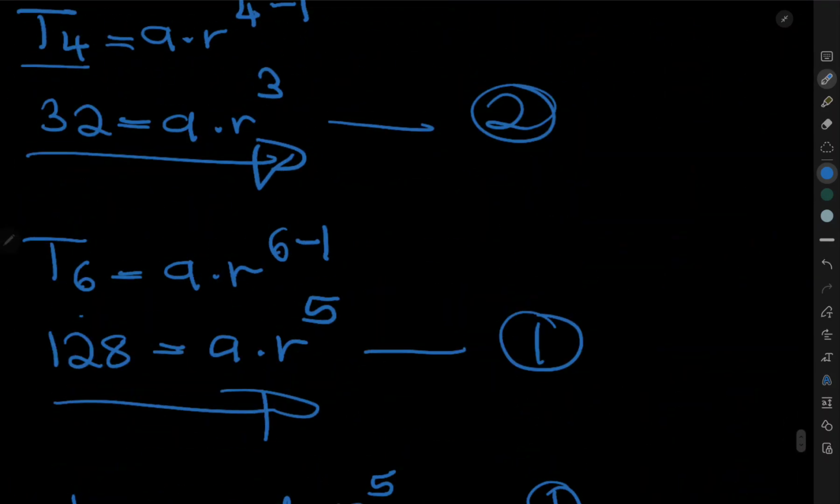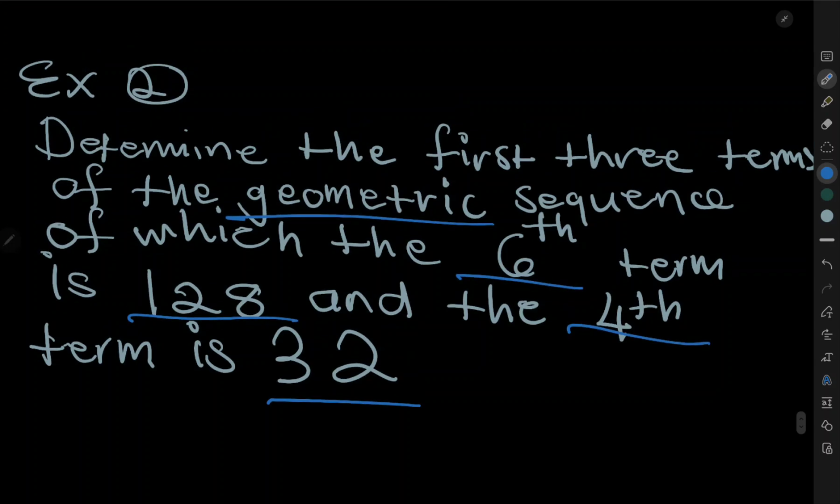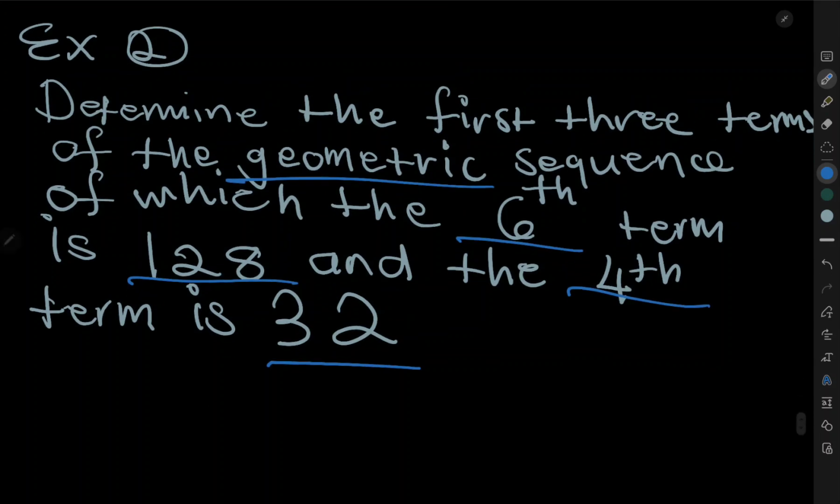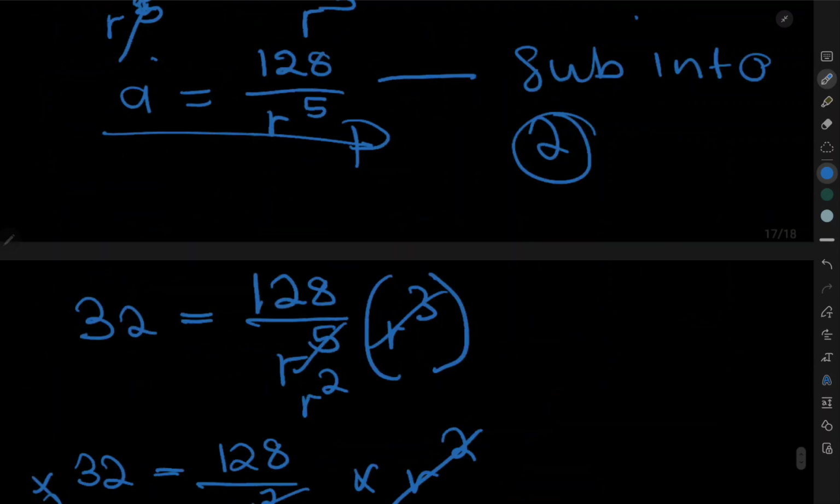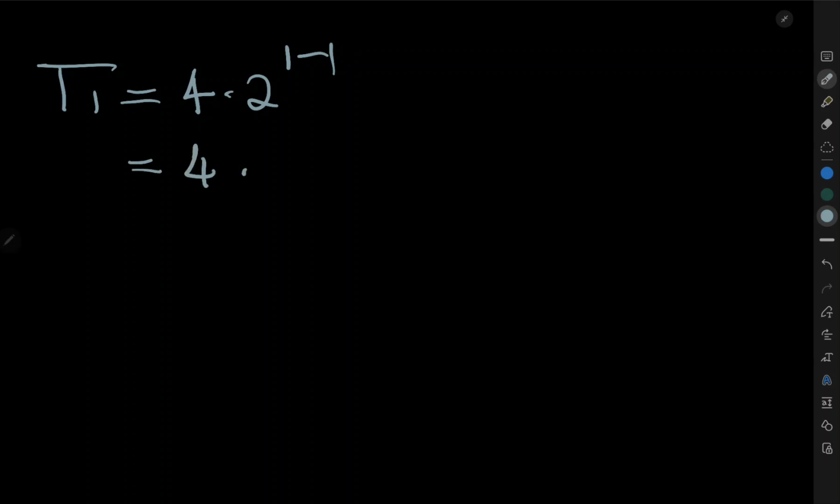So now remember, with our question, it says we need to use that to determine the value of the first 3 terms. So now that we have our Tn, to determine the value of the first 3 terms, it's very simple. We're just going to say T1 is equal to 4 multiplied by 2 to the power of 1 minus 1. That will give us 4 multiplied by 2 to the power of 0, which is 1. So 4 times 1 will give us 4.